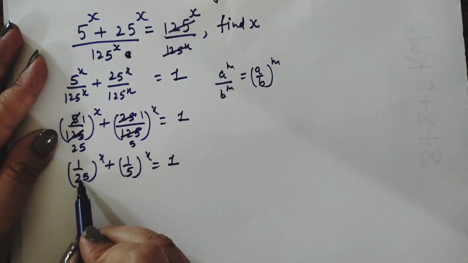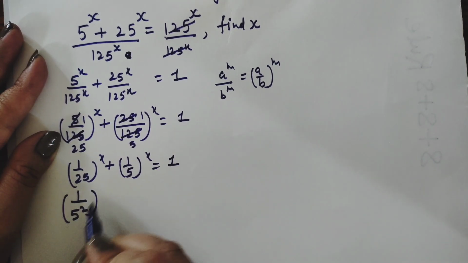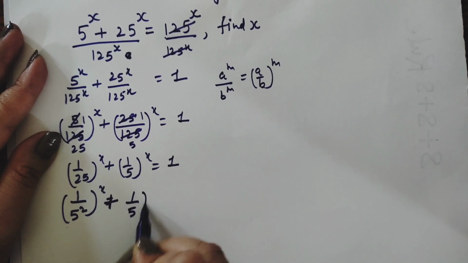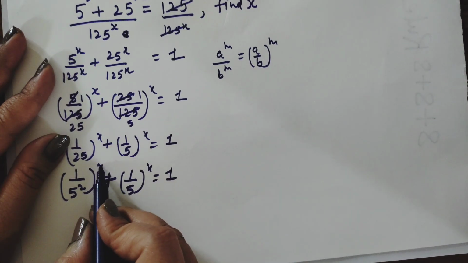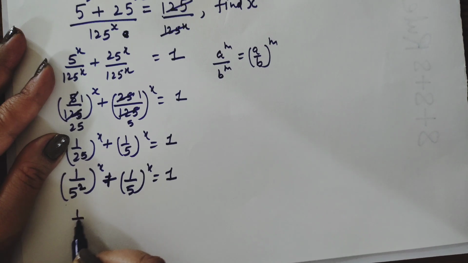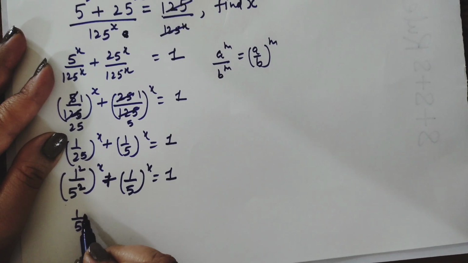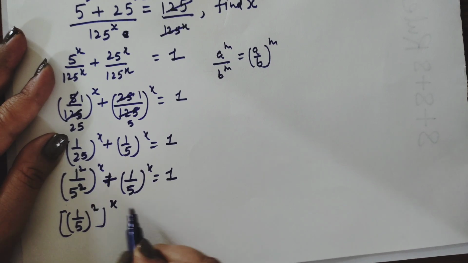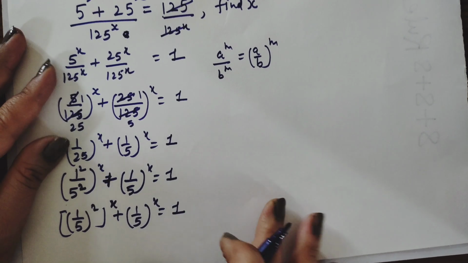Now you can see the 1 upon 25. I will write this 25 as 5 square, whole power x, plus 1 upon 5 power x equals 1. After that, this x goes to come with the power 2. I will write this as 1 upon 5 square, and we can write this 1 as 1 square. So 1 upon 5 square whole power x plus 1 upon 5 whole power x equals 1.